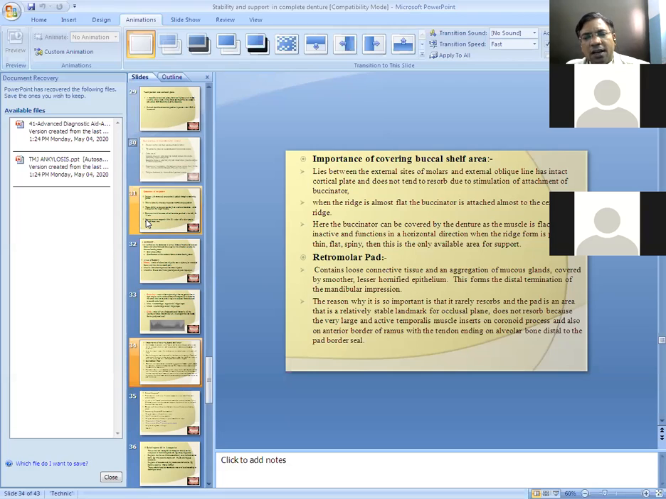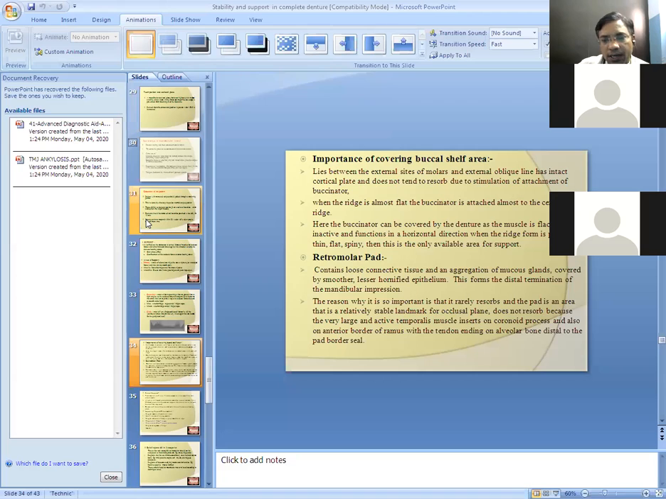Again, intact cortical bone is there. That means the trabecular pattern is perpendicular, and the occlusal plane is perpendicular to the occlusal force. The buccal shelf area lies in such a way that the occlusal vertical forces lie perpendicular to the buccal shelf area. That's why it is not resorbing.